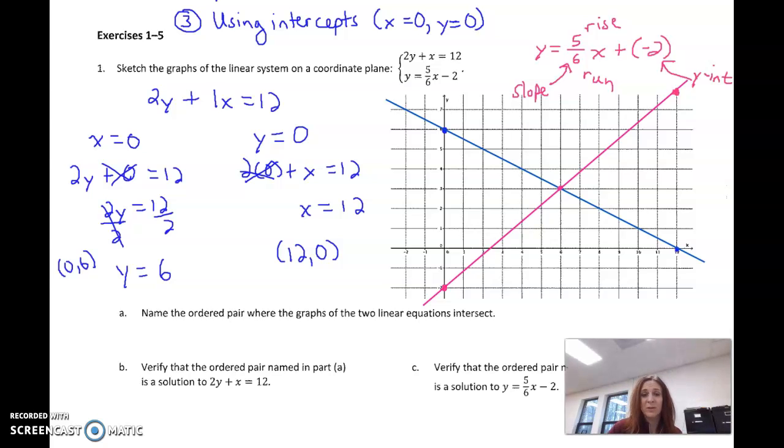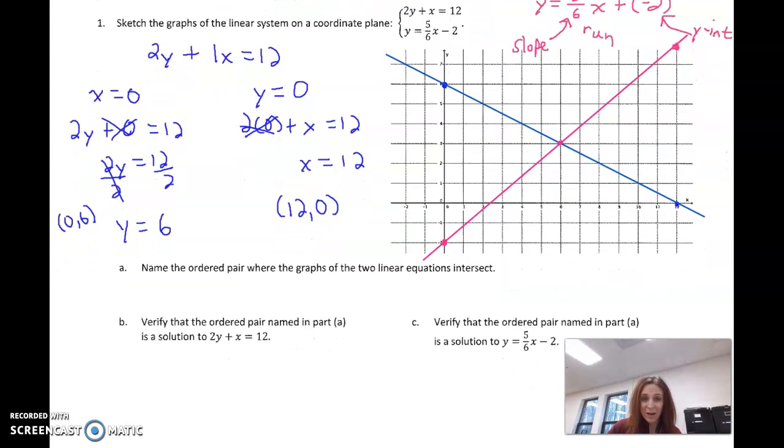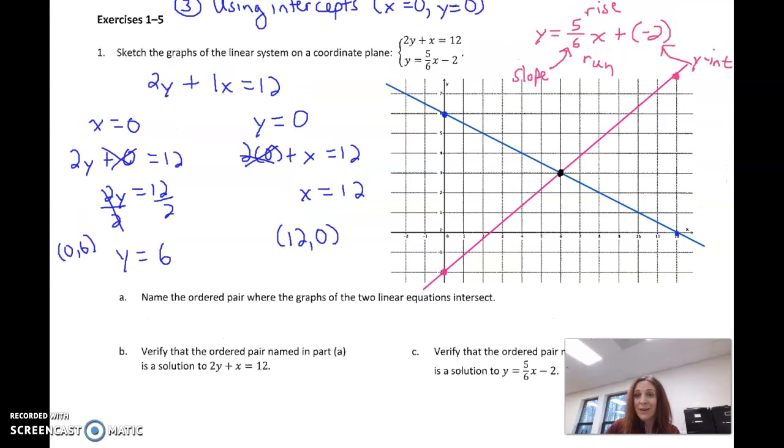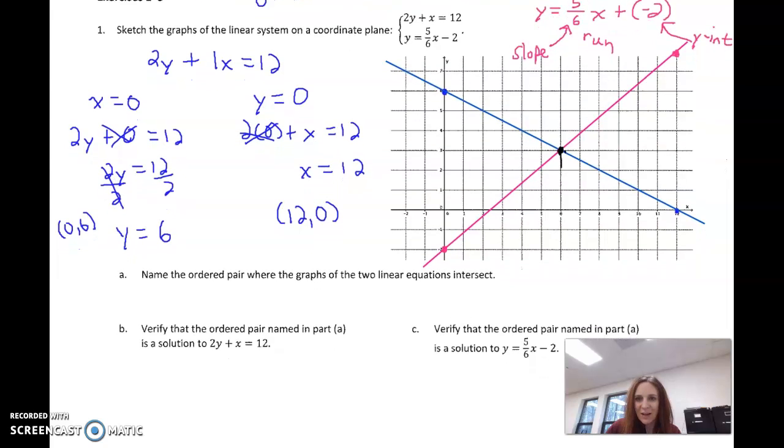So what does the solution to a system mean? It says name the ordered pair where the graphs of the two linear equations intersect. The blue line in my case represents all the pairings of x and y values that make this true. The pink line represents all the pairings of x and y values that make this true. At what x value and at what y value does it make them both true? And that occurs right here. Our x value is 6, and our y value is 3. So our ordered pair is (6, 3), keeping in mind x and then y.